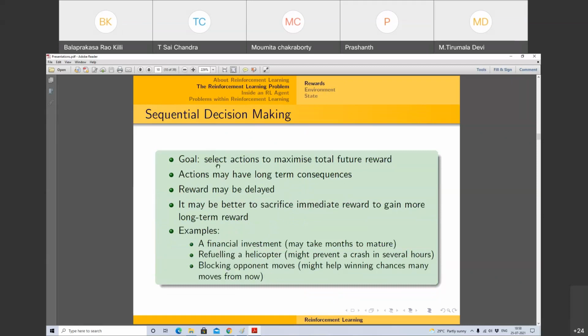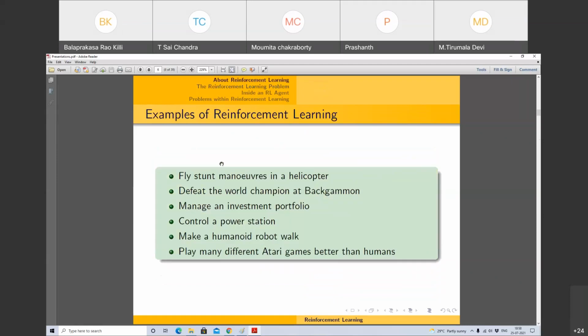So this is just a description. Earlier we have seen examples of reinforcement learning problems, right? All these problems are from different fields of science and engineering. This is fly stunt maneuvers in a helicopter. This is robotics. This is related to games. This is financial. This is electrical. This is also robotics. This is also games.